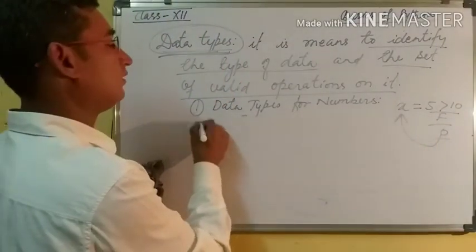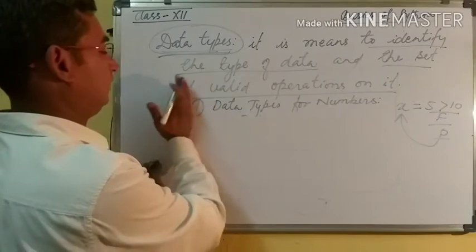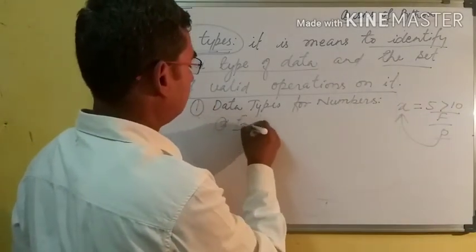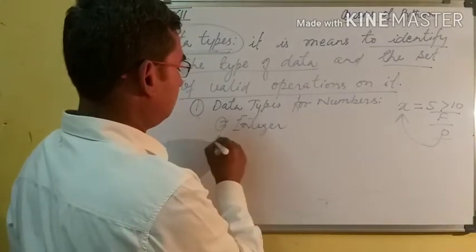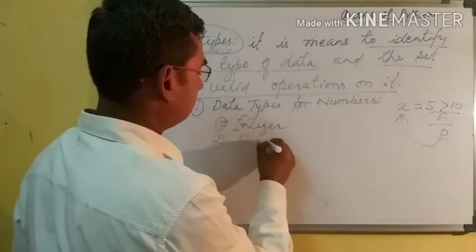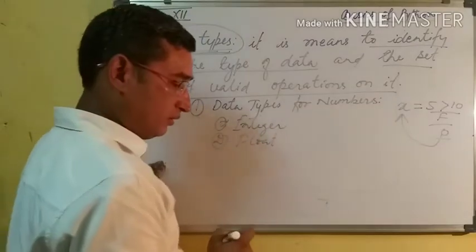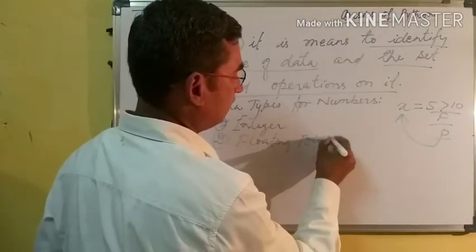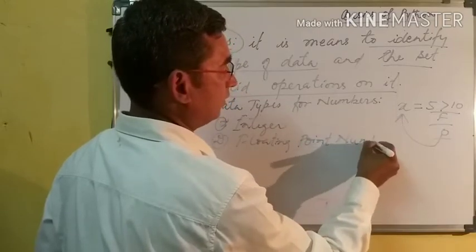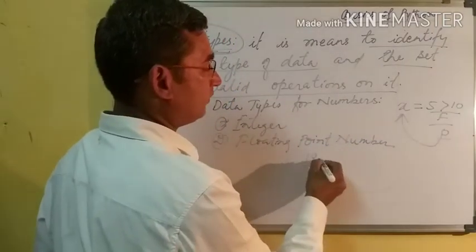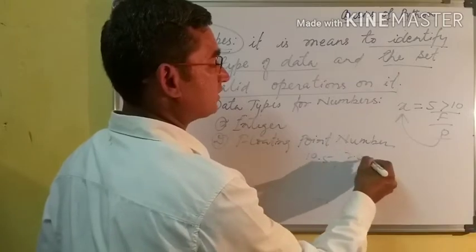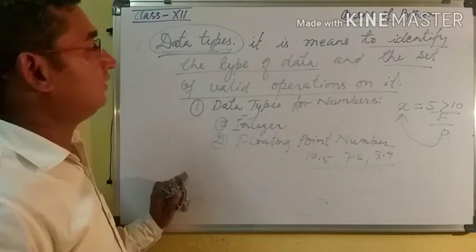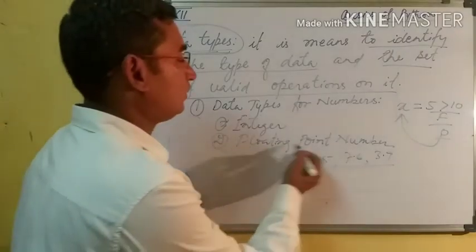Second is, first one was integer, second was floating point numbers, means 10.5, 7.6, 3.9, this kind of data, it is known as floating point number.